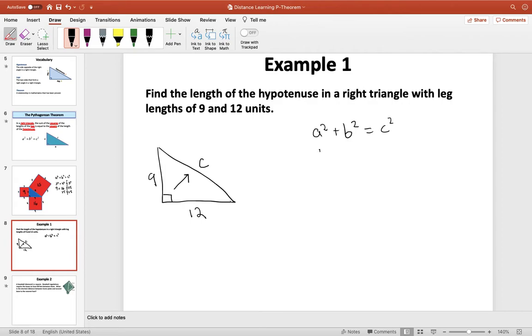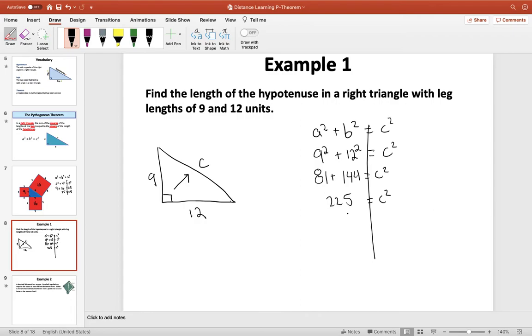So our first leg is 9. Our second leg is 12. And our third side, sorry, I forgot the square there, is c squared. Okay, so let's go ahead and simplify this. So 9 squared is 81. 12 squared is 144. Okay, 81 plus 144 is 225. So I have 225 equals c squared.